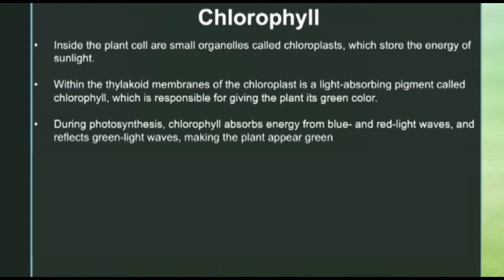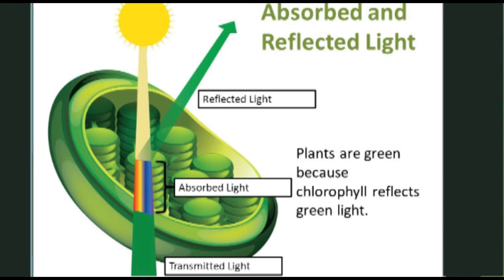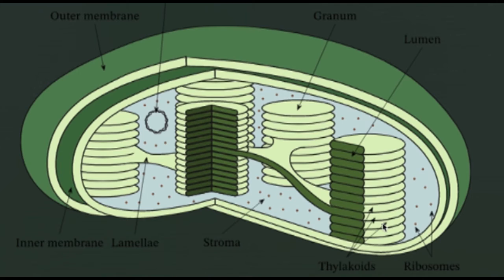Inside the plant cell are small organelles called chloroplasts, which store the energy of sunlight. Within the thylakoid membranes of the chloroplast is a light-absorbing pigment called chlorophyll, which is responsible for giving the plant its green color. During photosynthesis, chlorophyll absorbs energy from blue and red light waves and reflects green light waves, making the plant appear green. In this picture I will show you the chloroplast. It has an outer membrane, an inner membrane and thylakoids.